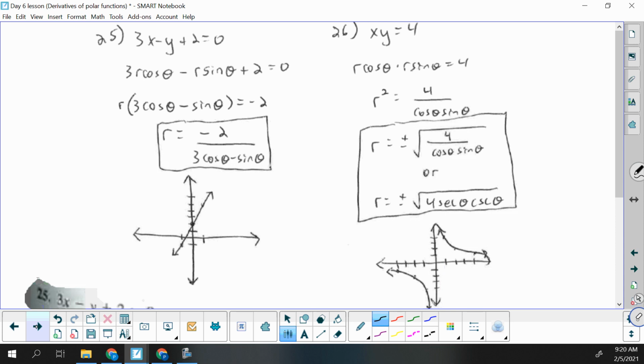In 26, sub in for your x and your y. We'll divide the cos theta and the sine theta over. Take the square root, so we'll have plus or minus that. And you could also write it as 4 secant theta cosecant theta under the radical if you want it.